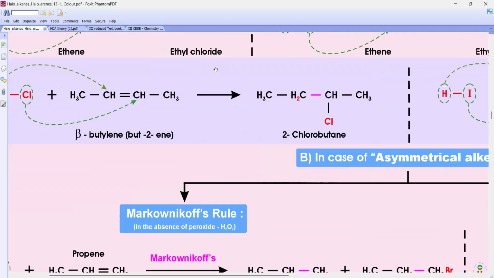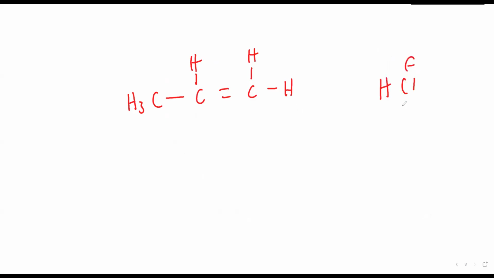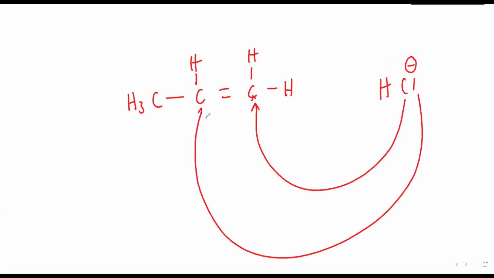Here, if I take propene, an unsymmetrical alkene, this is CH3CH=CH2. Now you tell me, I want to add hydrogen and chlorine. Chlorine is negative. If I add chlorine here, then which carbon is it, primary or secondary? And if it goes to the other carbon, what will it become? Here if I add, it becomes 1-chloro, and if I add here, it becomes 2-chloro.